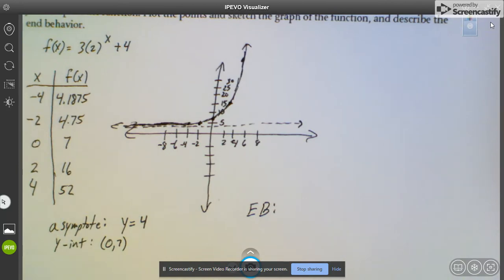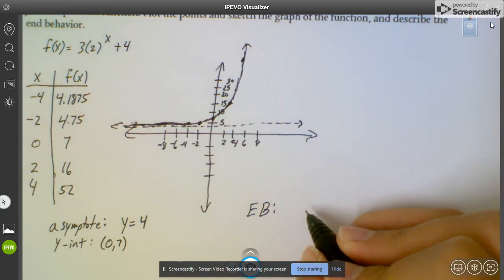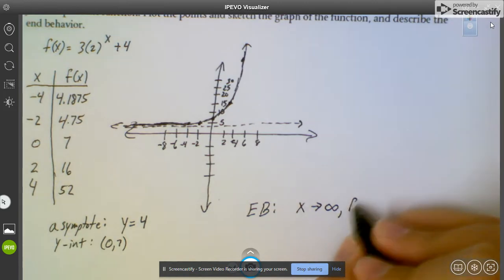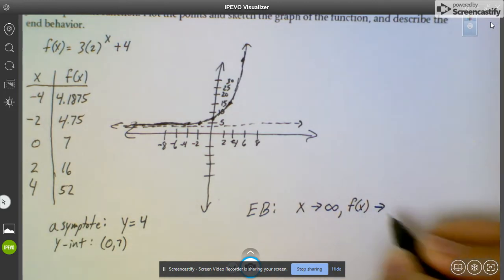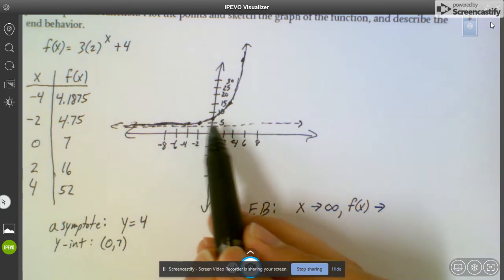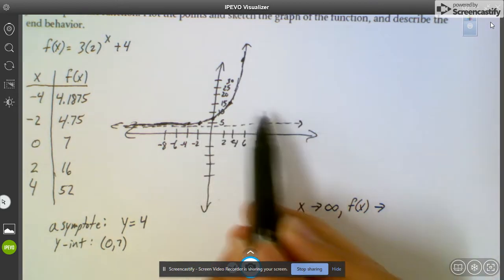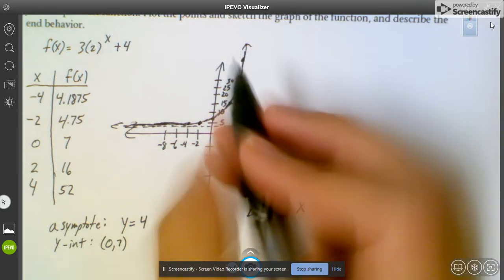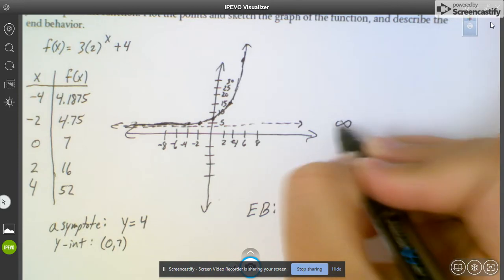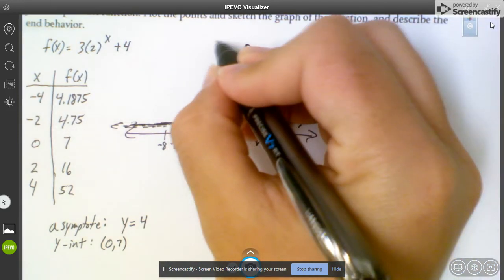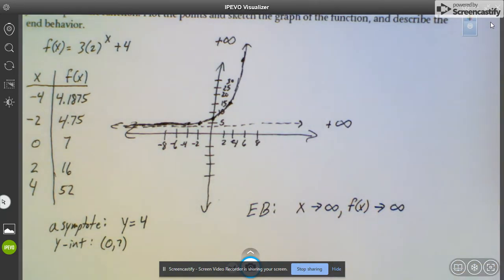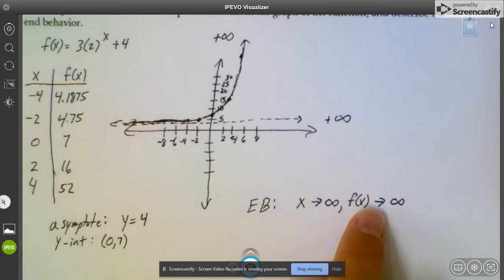Okay, end behavior is written in a kind of weird way. As x approaches infinity, comma, f of x approaches what? So in other words, as my x's move further and further to the right, my y's approach what? They keep going up faster and faster and faster. So the further I go towards infinity on the x-axis, the more I go up to infinity on the y. So infinity, infinity, right? My x's go to infinity, so do my y's. They go up forever and ever.